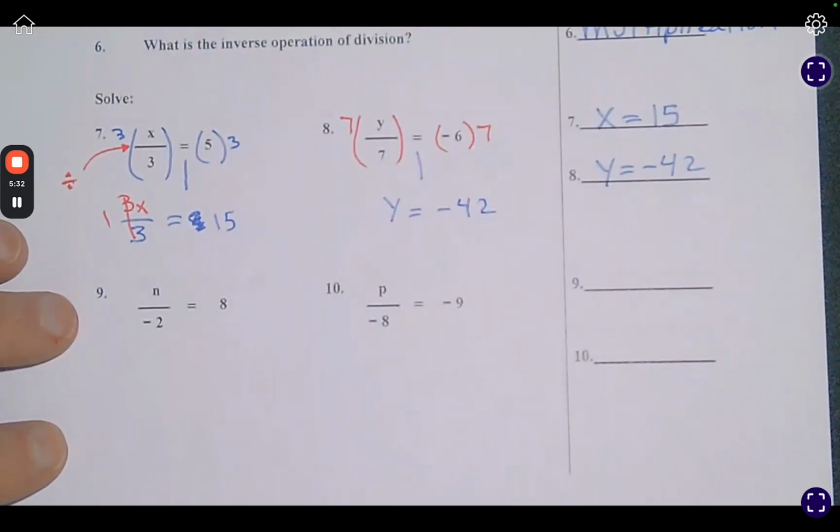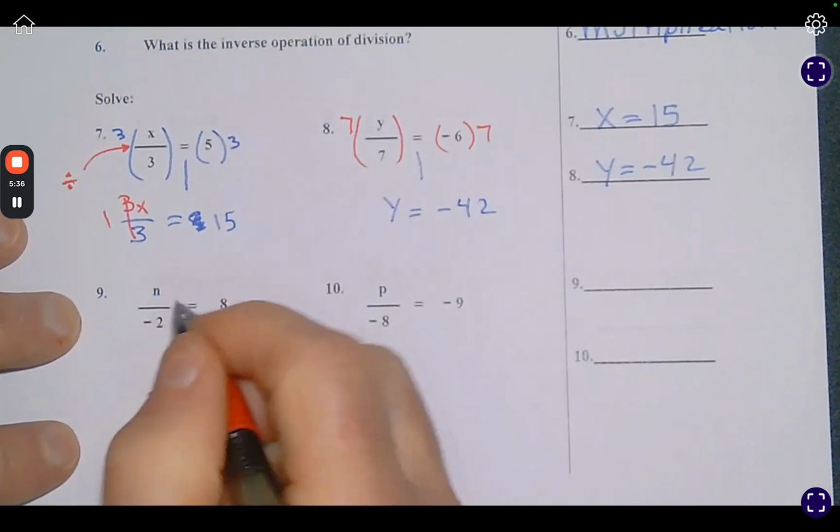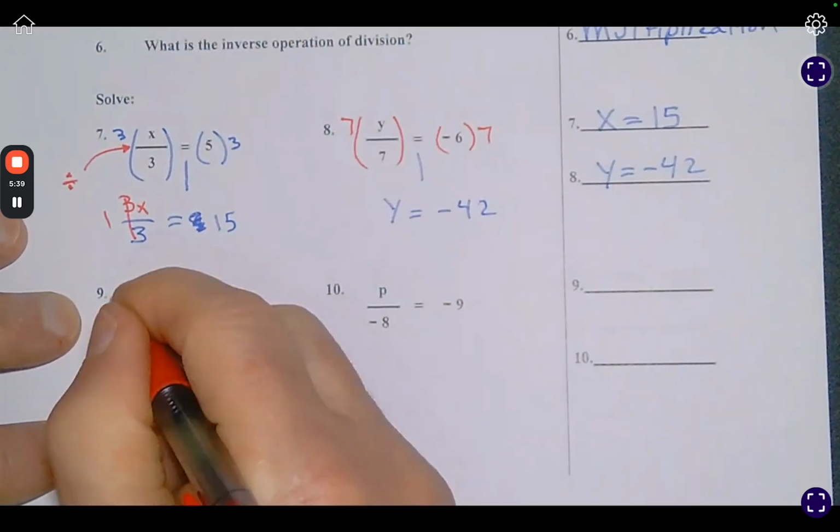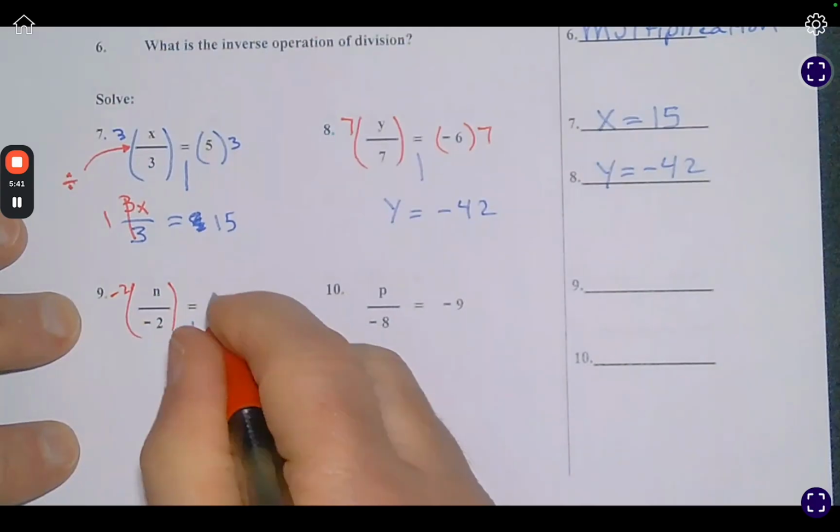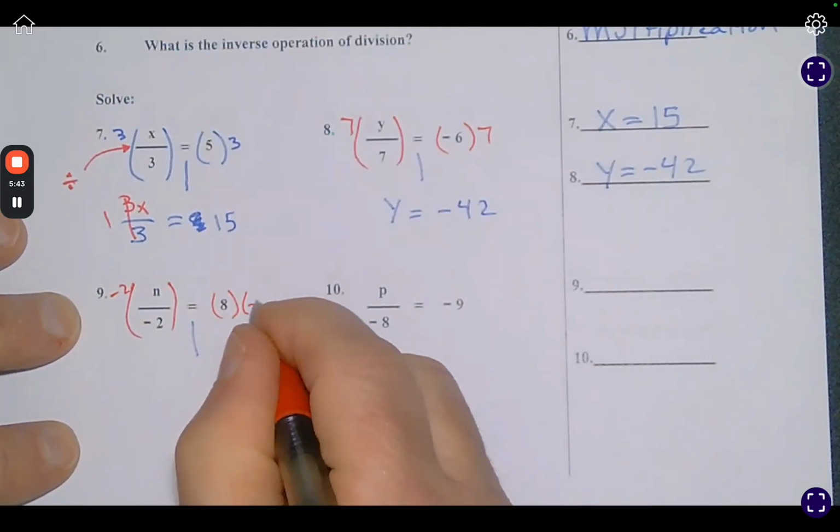All right, let's do it again. Now I'm going to solve this for n. Remember, I got to do to both sides the same inverse operation. I'm going to multiply the top of this fraction by negative 2. Multiply the right side by negative 2.